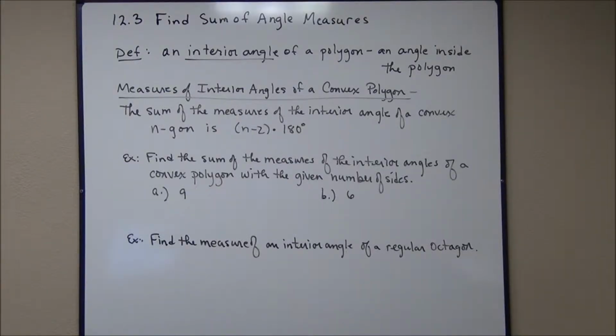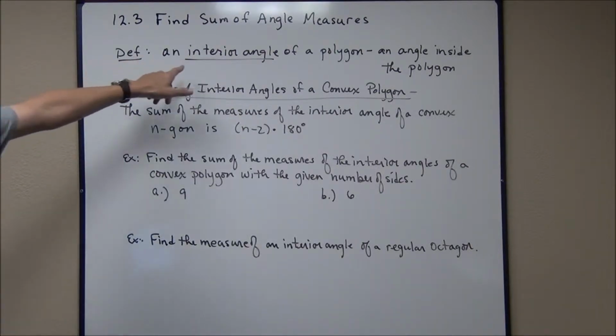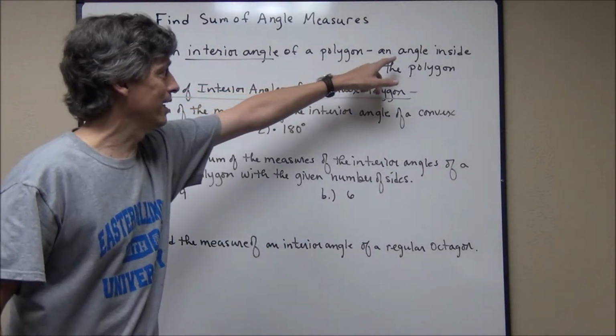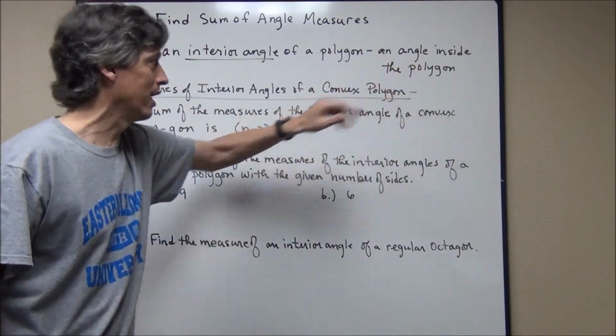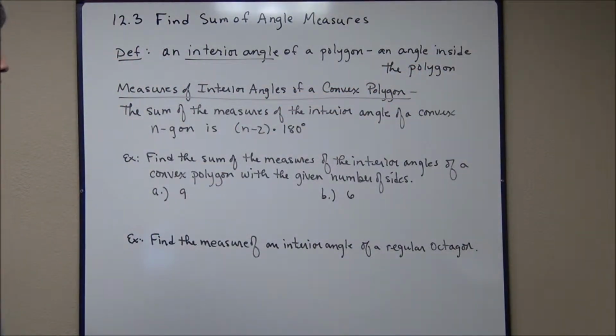Alright, lesson 12.3, finding the sum of angle measures. That's kind of a general title here, but as we go into these examples, you'll see what it's talking about. First off, let's define an interior angle, and this is a really terrible definition. An interior angle of a polygon is an angle that's inside the polygon. I'll draw an example out here in just a second.